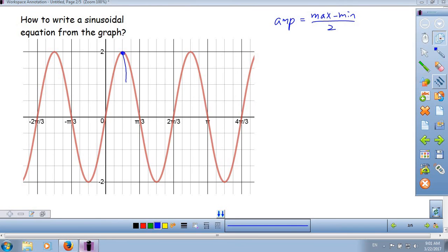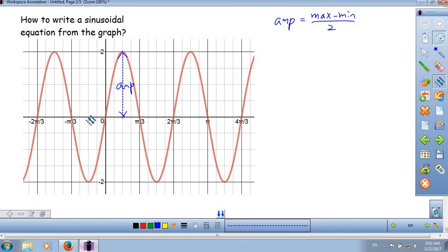The amplitude is simply the distance from the maximum here. Excuse me, I'm not drawing very straight here. This distance is your amplitude. If you go from the peak all the way to the midline, but you have to be able to identify where the midline is. So from the maximum to the midline, this is your amplitude. This is one way to measure your amplitude.